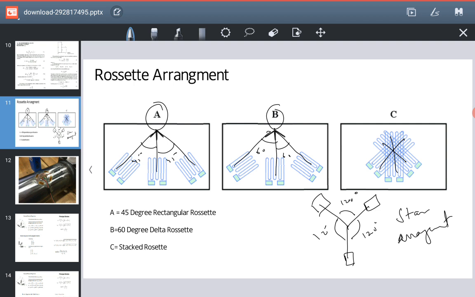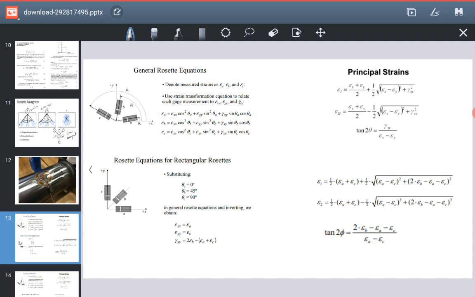One more thing is that it is also called 0, 45, 90 degree. If you consider this axis as 0, this will be 45 and this will be 90. Similarly, this is also called 0, 60, 120. If you consider this as 0, this will be 60 and this will be 120. Since we have three strain gauges, we have to find the principal strains occurring in an element.